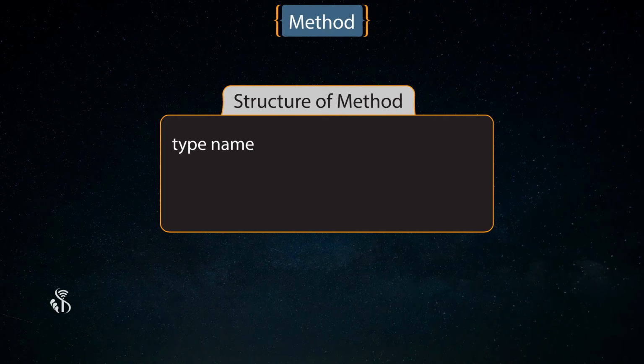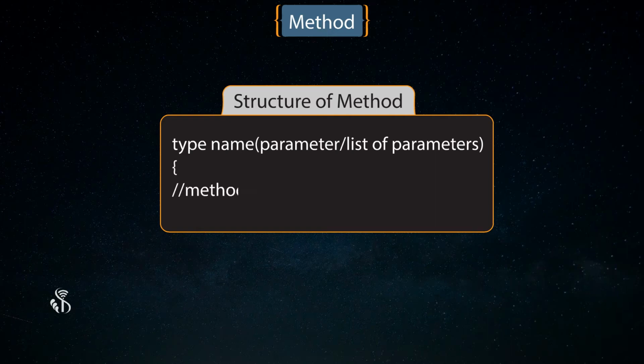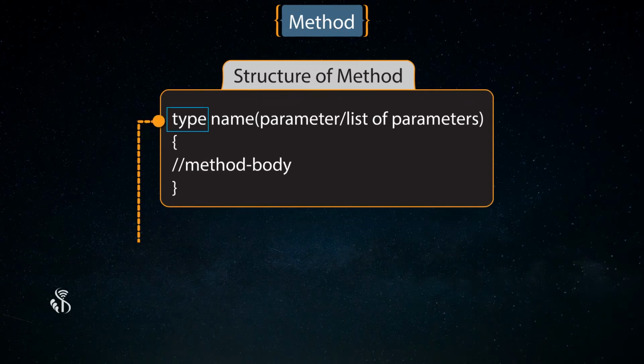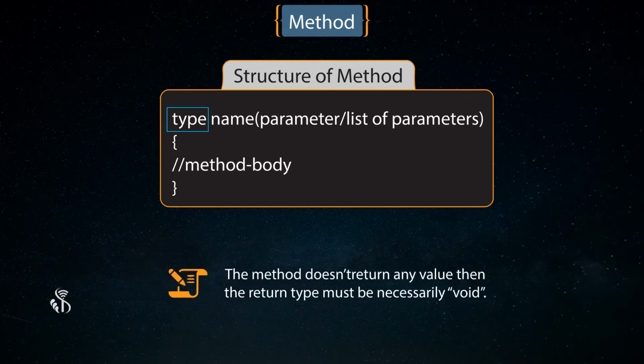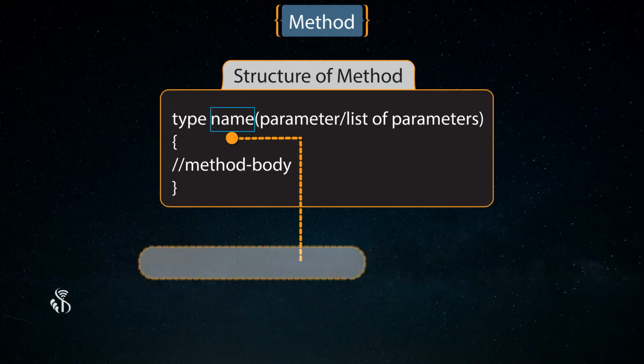type name (parameter list) { // method body }. Type refers to any valid data type returned by the method. In case the method doesn't return any value, then the return type must necessarily be void. The name of the method is mentioned in the name.